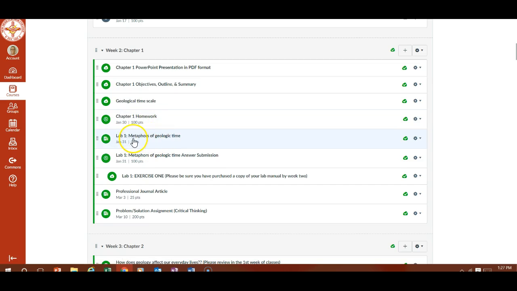Going down from there, you'll also see that you have your labs due each week. There are two links for the labs. The first one contains the instructions for the lab, a file to download so you can see how your answers from your lab manual that you purchased from the NMJC bookstore will be entered into the system, and then also an instructional video to get you started in the lab.